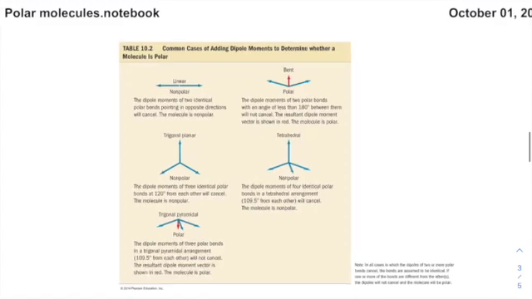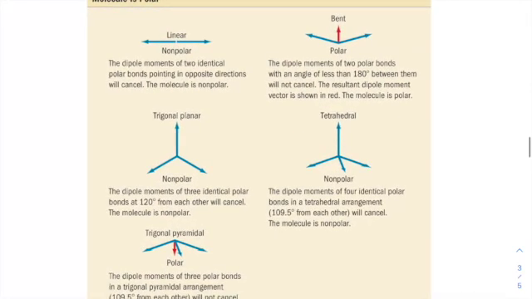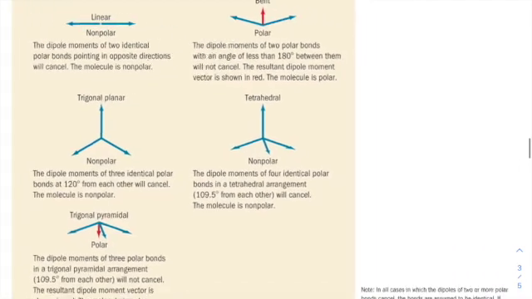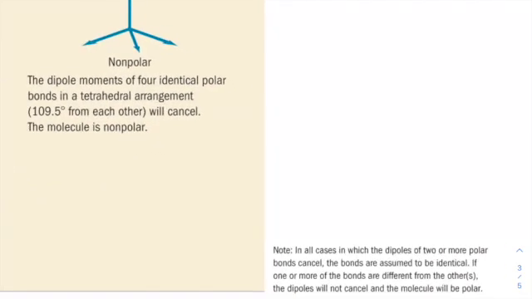So here are some common shapes that we look at. Linear, trigonal planar, nonpolar. Tetrahedral is a little tougher to see. There's a little caveat. In all cases, we are assuming the bonds are identical. If they're not identical, then they're polar.